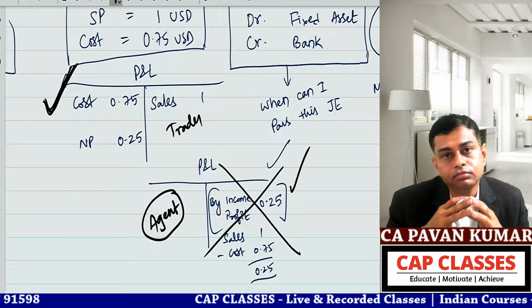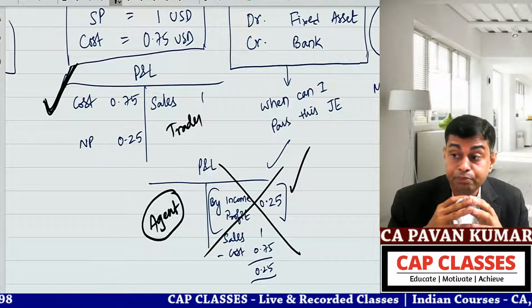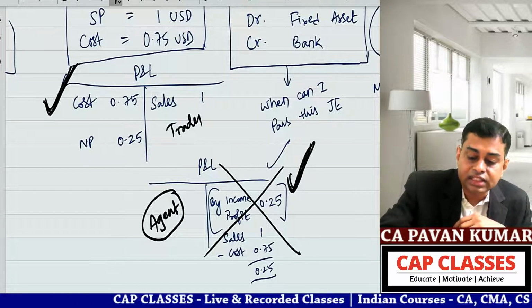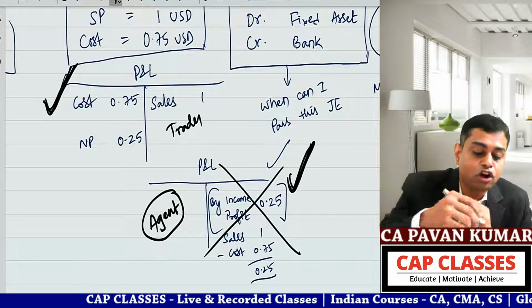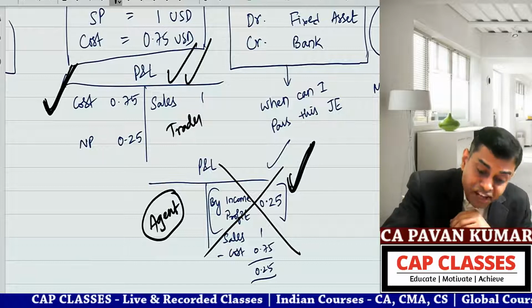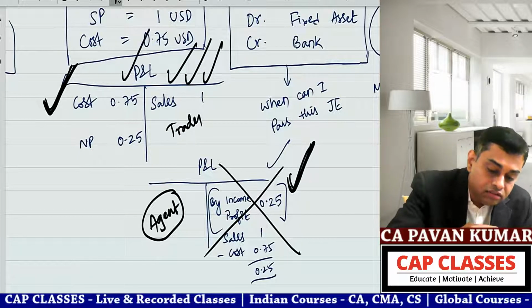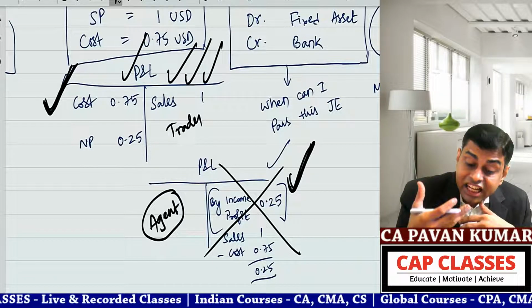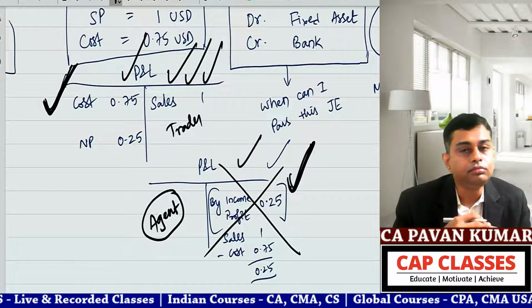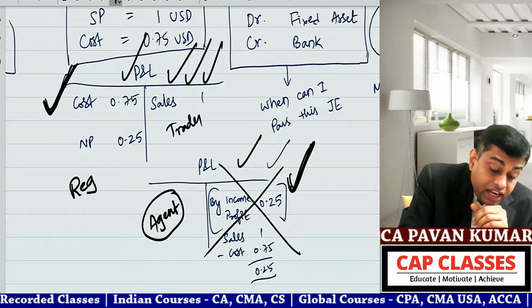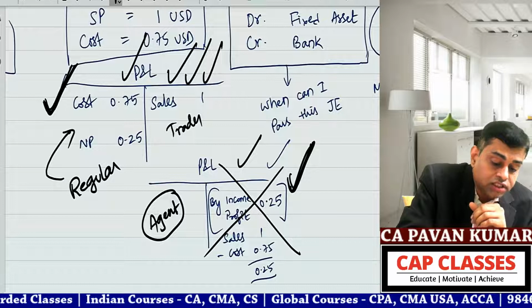That's it. For example, e-commerce portals, Amazon will not do accounting like this. Infosys will do accounting like this. Microsoft, Facebook, Google will do accounting like this. But when you are working as an agent, a broker, you show net; and for regular sales, you follow this.